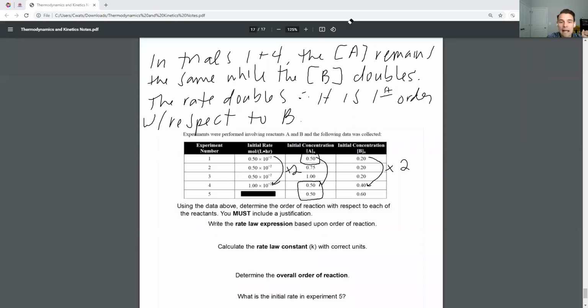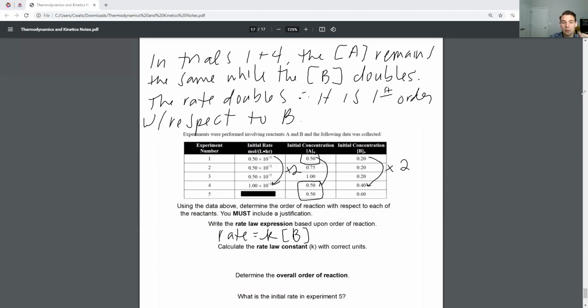Now that I have both my orders, I can write my rate law expression. Rate will be equal to K. Now, since A is 0 order, I'm not even going to include it in here. Concentration of B, I don't need to write a 1 because if I raise it to the 1, it's the same thing. Okay, so that's my rate law expression based on my table and my justifications.